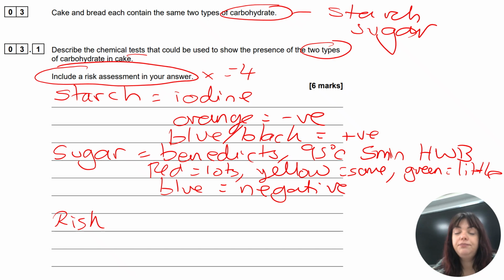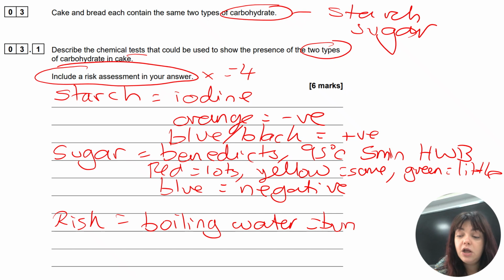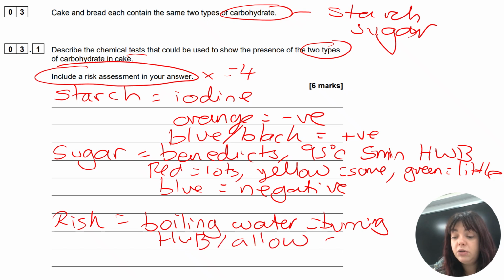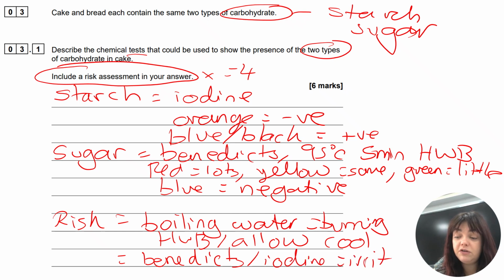Okay, now we need to talk about the risk assessment. So what are the risks in this? Risks of burning from the boiling water. So you're going to have boiling water scalding or burning. So what do we use? Well, we use the hot water bath, or we allow the glassware to cool before we touch it. Another thing you can say is that Benedict's is an irritant, so is iodine. So these are both irritants. So what do we do? We wear goggles or safety specs.